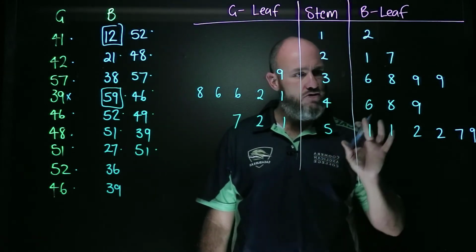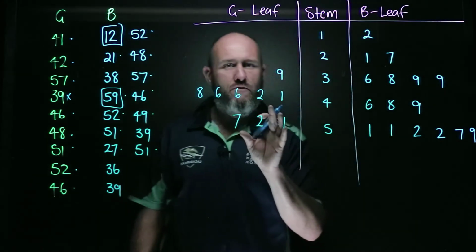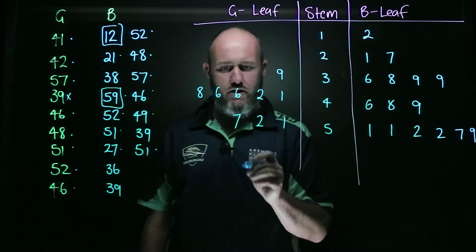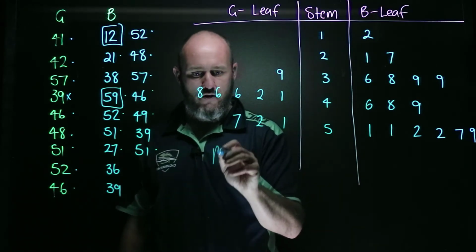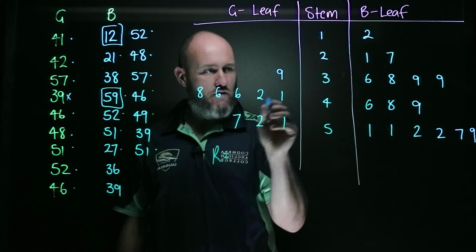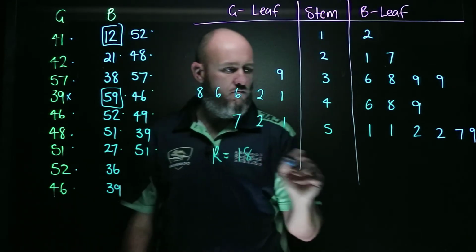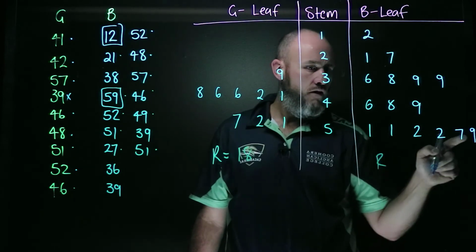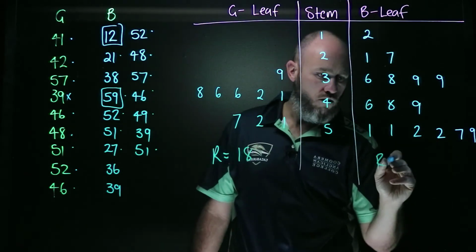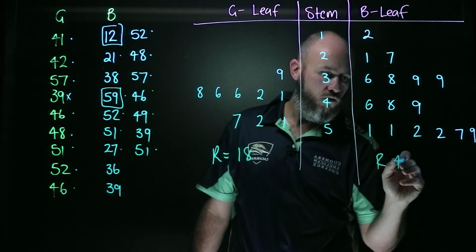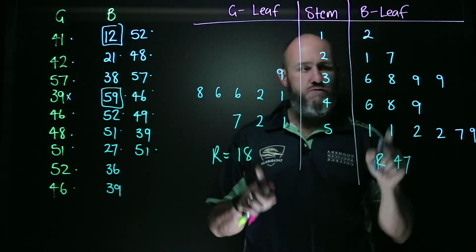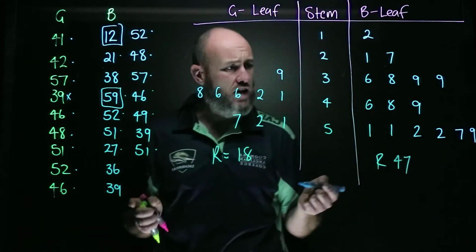What I can say, because of the spread, is that the girls are far more consistent in whatever this is. Their range is 57 minus 39, which I can just see is going to be 18, whereas the range over here is 59 minus 12, which is 47. So far more spread. The standard deviations would represent the same thing.